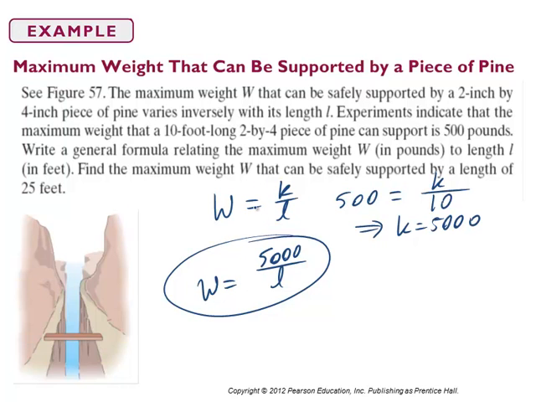Find the maximum weight that can be safely supported by a length of 25 feet. So 25 feet, that's going to be L now. So if a board is 25 feet, replace L by 25, and you're going to end up with 200. So that means that if you have a board that's 25 feet going across the chasm, only supported by the ends, the maximum weight will be 200 pounds.